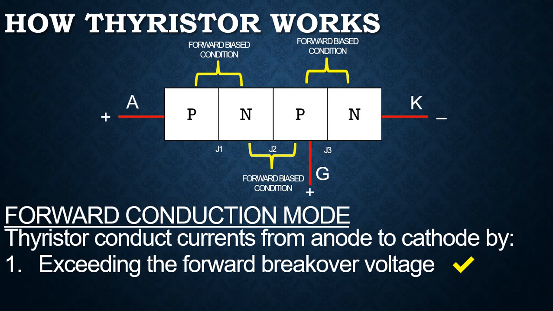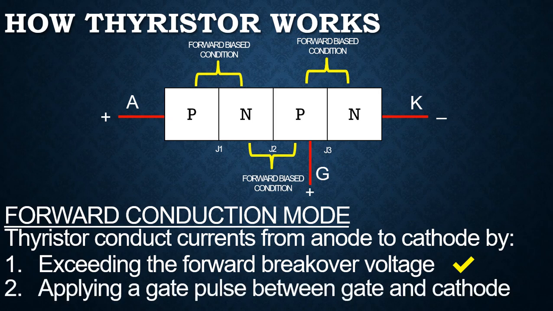What if I want to use the gate voltage without increasing the forward voltage or without exceeding the forward breakover voltage? Applying a gate pulse between gate and cathode will turn on the thyristor. Thyristor requires gate signal to turn it on. Once on, it behaves like a rectifier or a diode. Kung magbibehave siya na parang rectifier, anong pinagkaiba thyristor at diode sa kanyang operation?